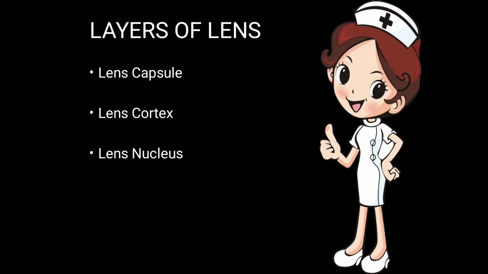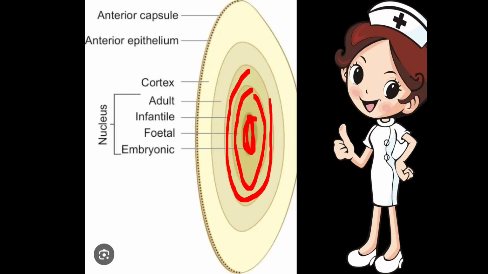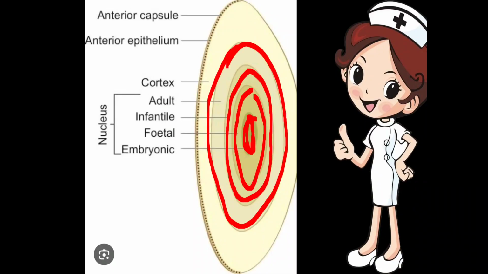Layers of lens. It has different layers: lens capsule, lens cortex and the lens nucleus. So this one is the structure of the lens from the inside. If you can see here, this one is the center of the nucleus which is known as embryonic nucleus. This one is the fetal nucleus. This one is the infantile nucleus and the fourth one is the adult nucleus. All these four parts are known as nucleus.